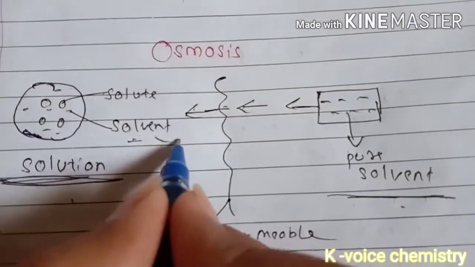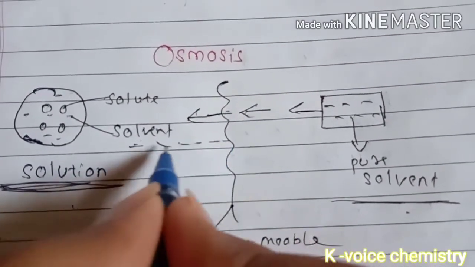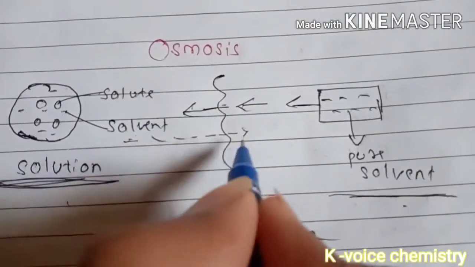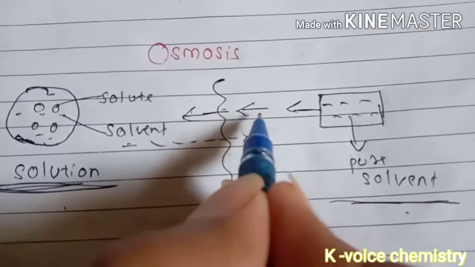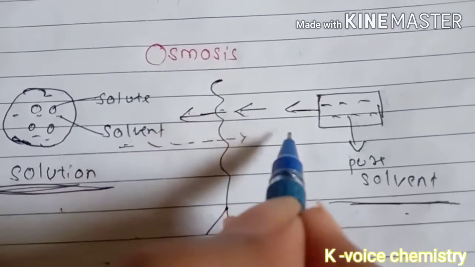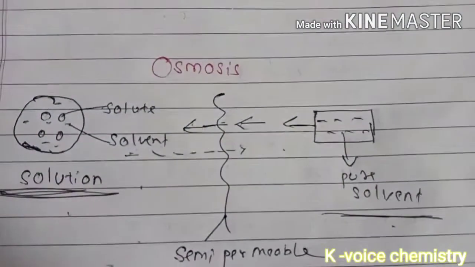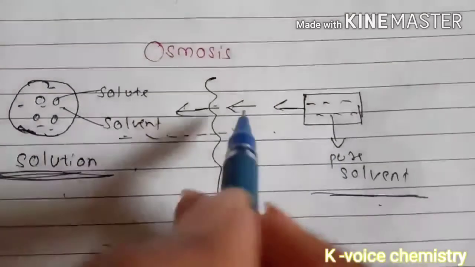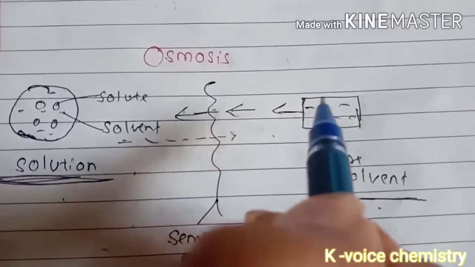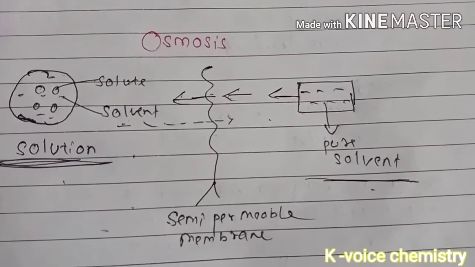So there will be movement of the solvent molecule across the semi-permeable membrane from this side towards this side, but it will be less as compared to the movement of the solvent molecule across the semi-permeable membrane from this side towards the solution side. So the net movement will be the movement of pure solvent towards the solution. I hope that I am quite clear to you.